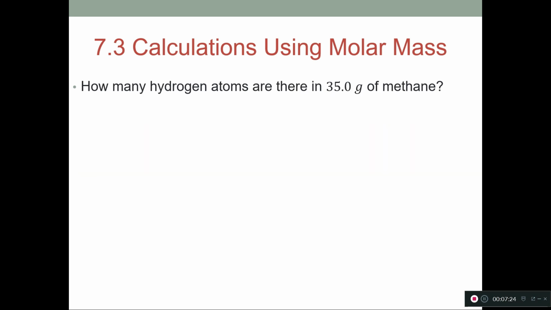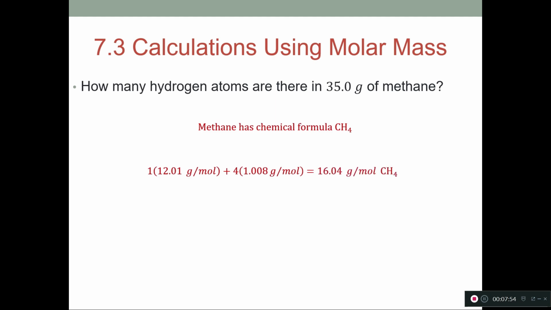Then this last one here, we're looking at how many hydrogen atoms are in 35.0 grams of methane. So this is putting together pretty much everything that we've been talking about in the past couple of videos. So again, we want to get the chemical formula, that's CH4. Then we want to get the molar mass for it, so 1 times the molar mass of carbon plus 4 times the molar mass of hydrogen. That gives us 16.04 grams per mole of the methane.